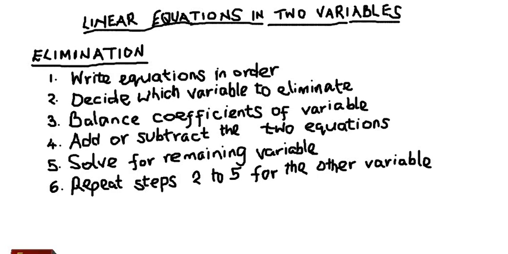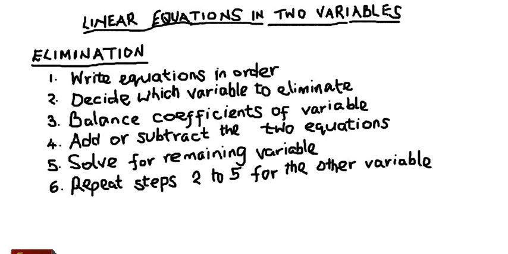The first step is to rewrite the equations so that the variables are properly arranged in order. Sometimes the equations can be written in such a way that the variables are not in order. They could appear on either side of the equal sign in the two or more equations that are given. So the first consideration is to rearrange the equations so that the variables are in order.